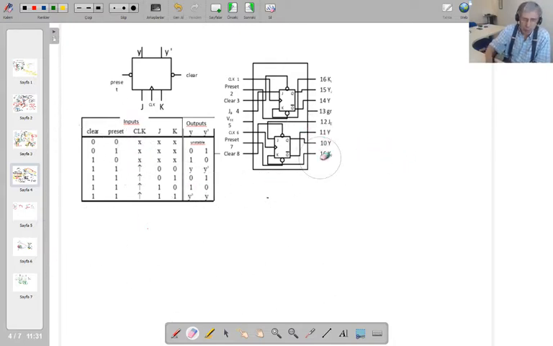Two of them put together in one integrated circuit. So you cannot buy only one memory element in practice. You're going to buy an integrated circuit. In this integrated circuit, you're going to have two memory elements at the same time. So two JK memory elements are included in this integrated circuit.